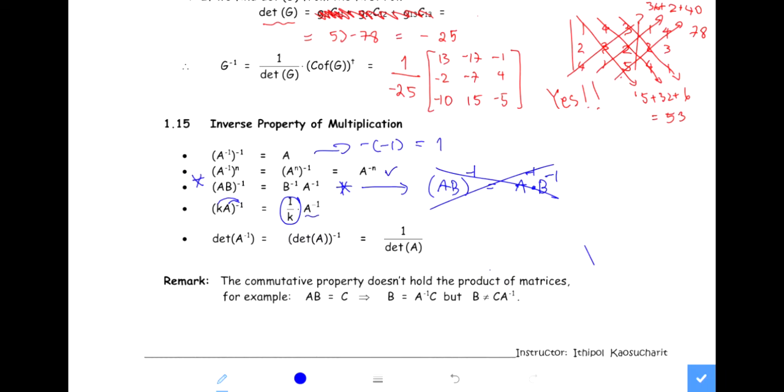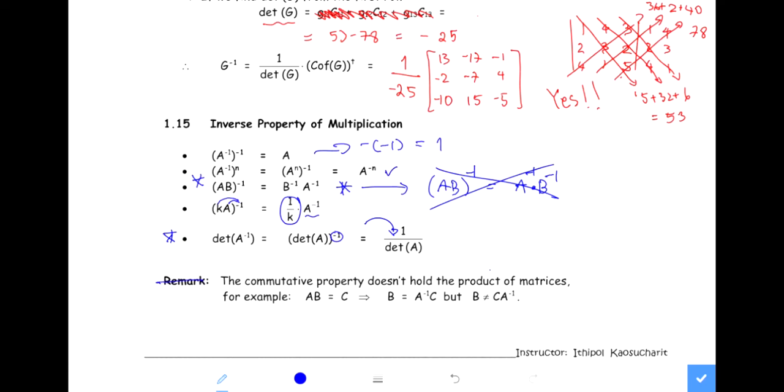And next one, det of A inverse. Det of A inverse is equal to det of A, and all of them power minus 1. Det of A inverse is det of A power minus 1, and when you have a power of minus 1, you can just flip it down like that. So you have 1 over det A. This one is very important too. So if you want to be good in matrix, you have to remember the third one and the fifth one. You need to know both of them, right?